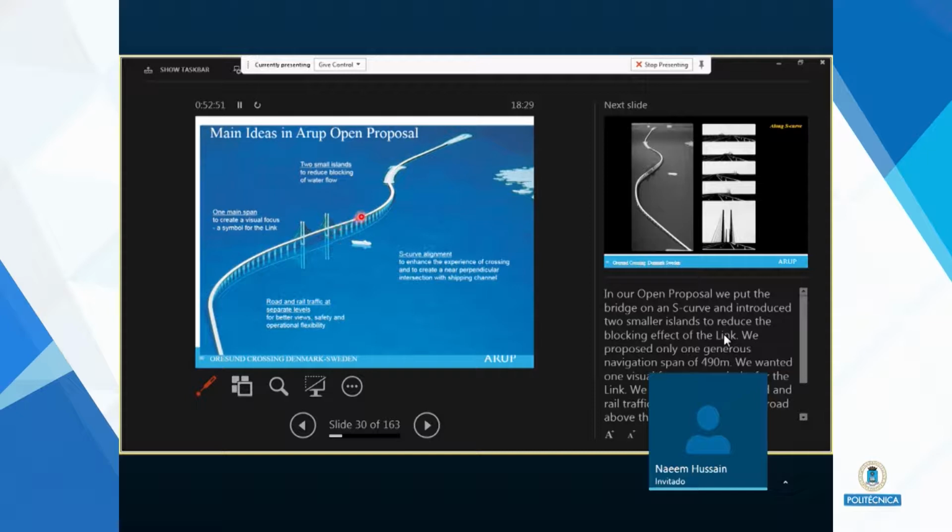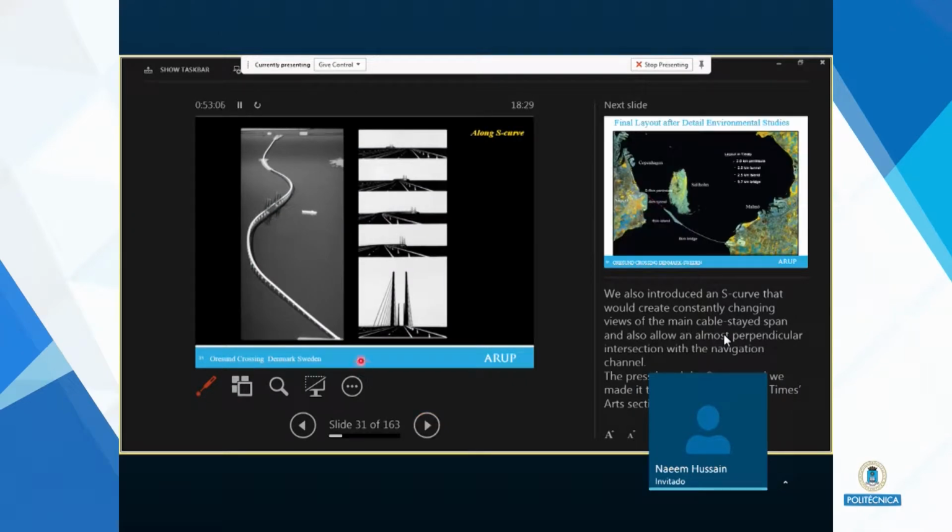But what we did was to replace 2 navigation bridges with 1 single navigation bridge and put a double-decker bridge. So you put the road on the top and the railway underneath. And this is to demonstrate in our competition that if you have an S-curve, you can see different views of the bridge from a distance and as you come closer.